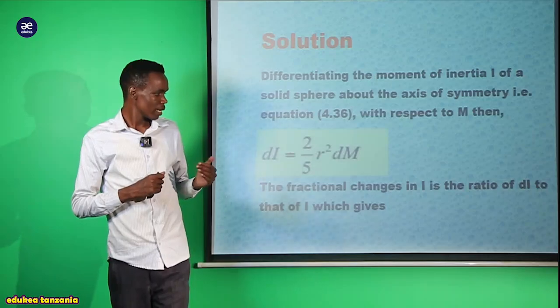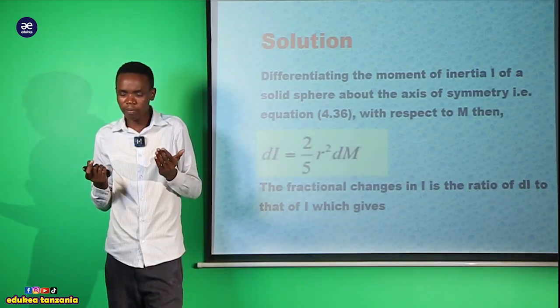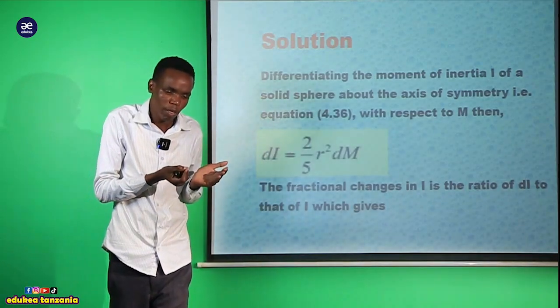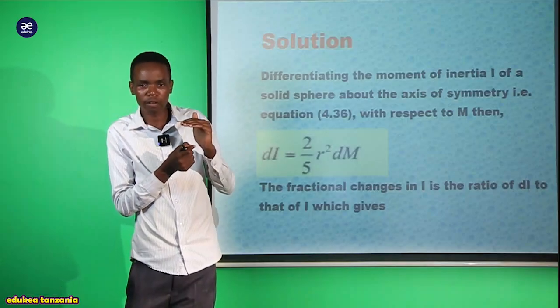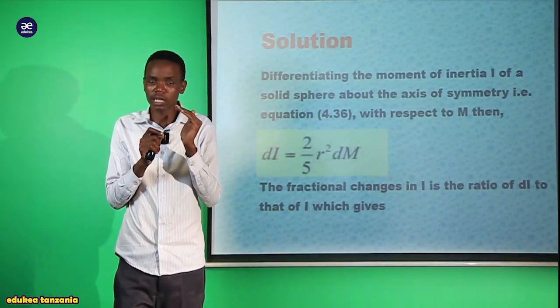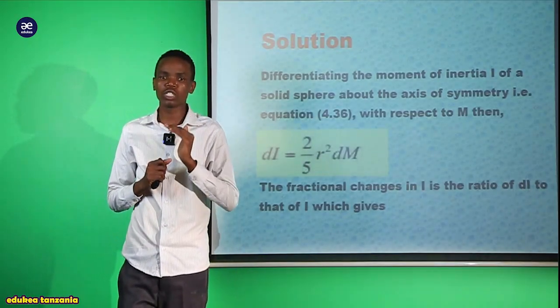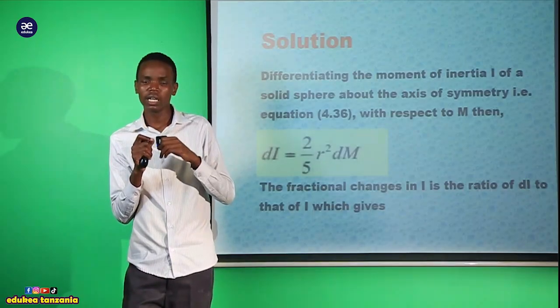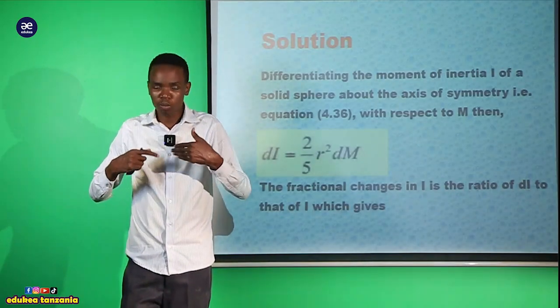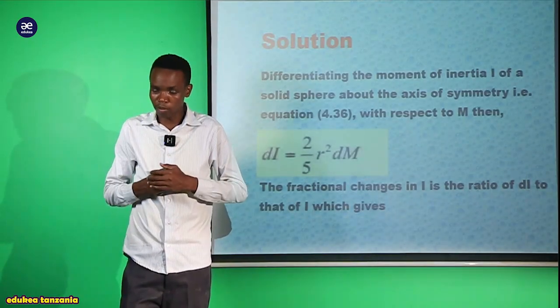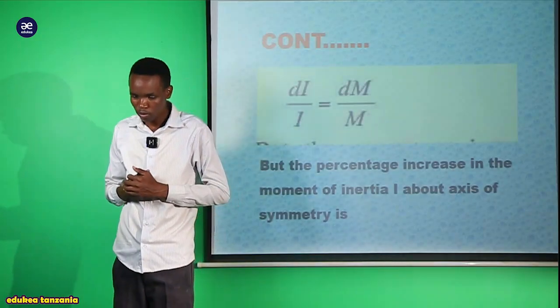So after this one, my dear student, after integrating this one, we should obtain the fraction of the moment of inertia, which is equal to dI. Then we divide it by I. That should be the fraction of the I. It means the moment of inertia.